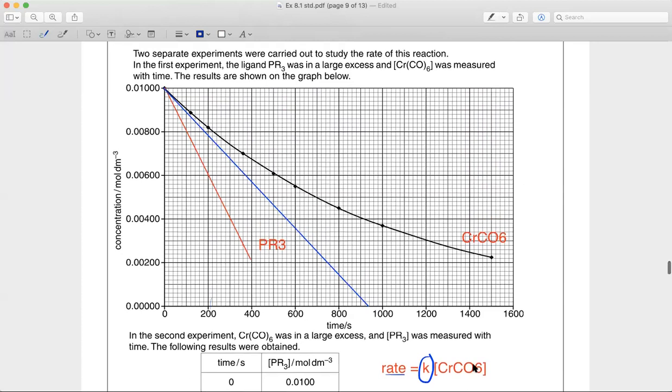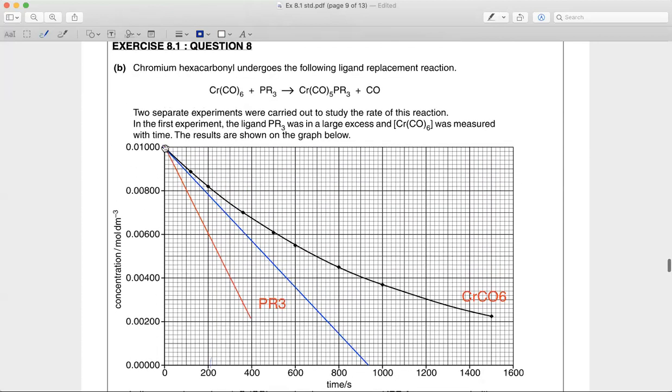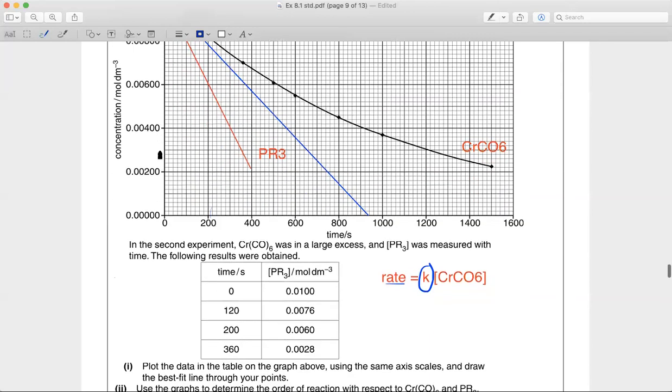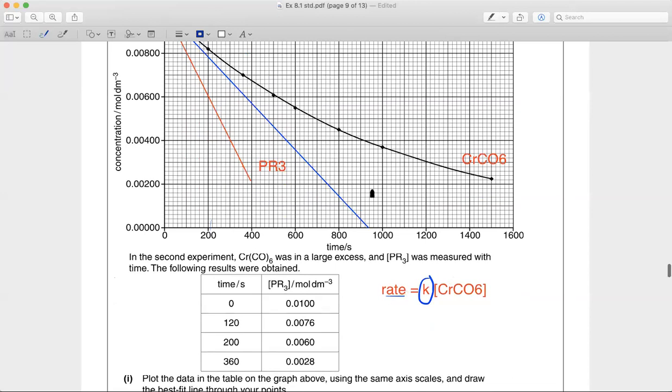And the concentration of chromium complex. Now the concentration is where you take the rate. In this case, we take the rate at t equals 0 and the initial concentration is 0.01. Easy. So the rate is from the gradient. The concentration of chromium is 0.01 because that's the initial. If you take the initial rate, you also use the initial concentration.